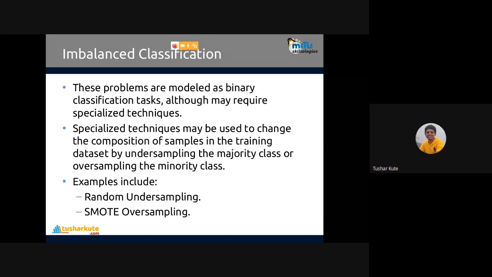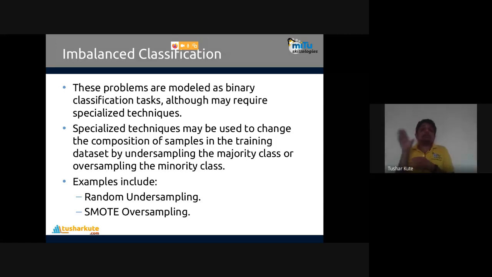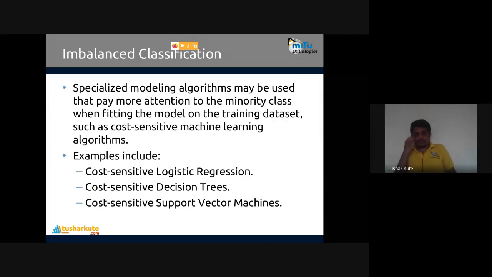In the data science process, we haven't seen that, but this particular technique is required. Why haven't we seen it? Because some algorithms have the ability to apply weightage or cost. They are called cost-sensitive classifications. Specialized modeling algorithms may be used to pay more attention to the minority class.